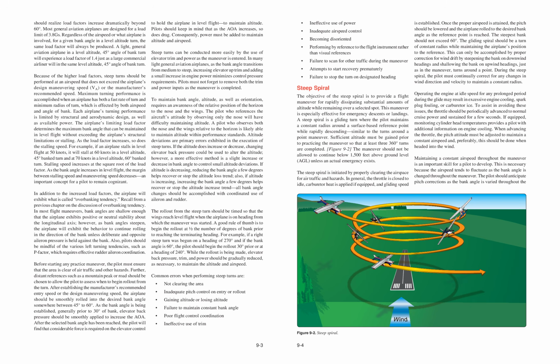In addition to the increased load factors, the airplane will exhibit what is called overbanking tendency. Recall the previous chapter's discussion of overbanking tendency. In most flight maneuvers, bank angles are shallow enough that the airplane exhibits positive or neutral stability about the longitudinal axis. However, as bank angles steepen, the airplane will tend to continue rolling in the direction of the bank unless deliberate and opposite aileron pressure is held against the bank.